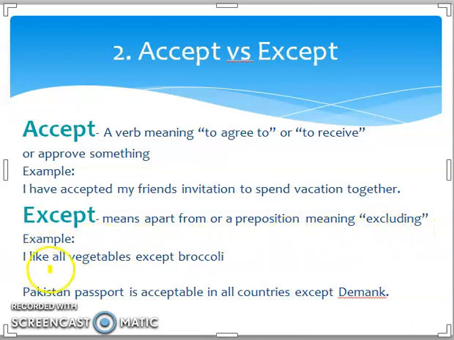The second word, except, means apart from, or as a preposition, it means excluding. Example, I like all vegetables except broccoli. Now, what it means is that apart from broccoli, I like all the vegetables. Right? Moving to next.